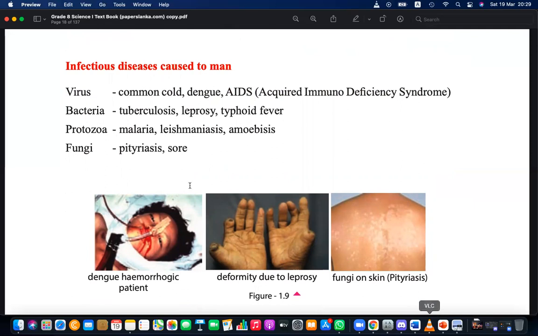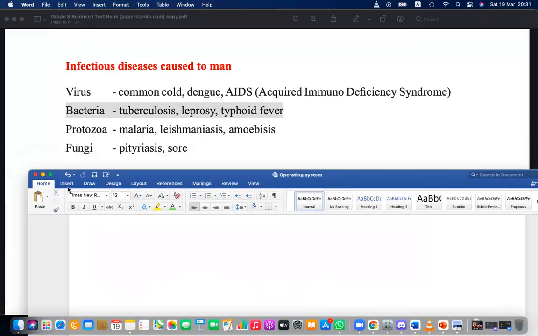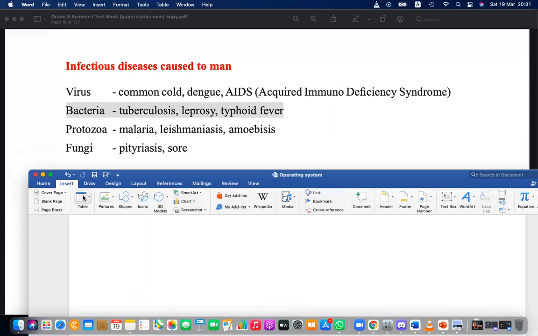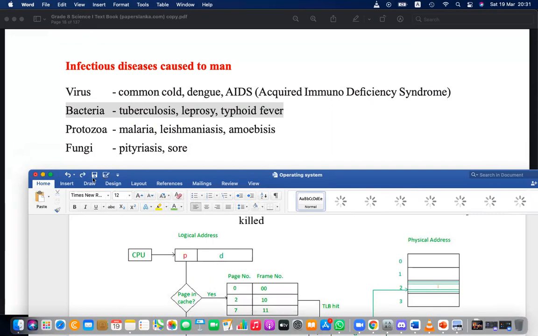Please write down as a question. Right. Write down infectious diseases caused to man by the following microorganisms. Fill the given table.